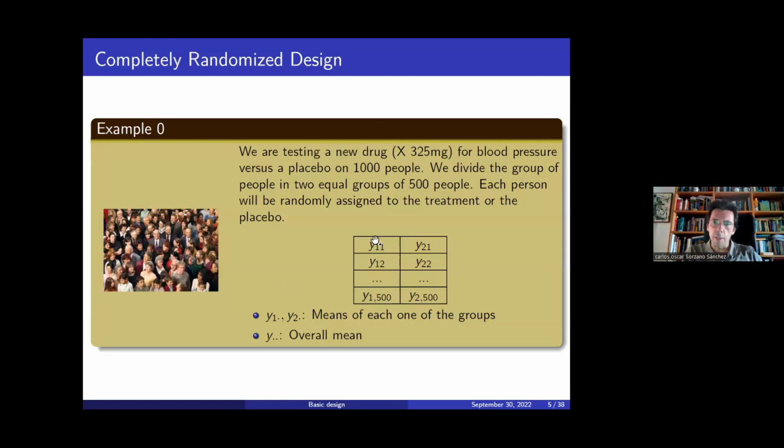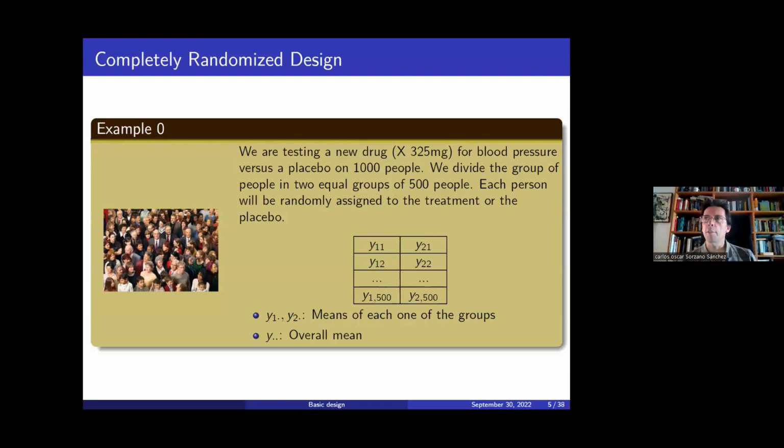So you have 2 columns, one for each one of the treatments. This is person 1 in the first treatment, person 2 in the first treatment, person 500 in the first treatment, and the same for the other one. So one is placebo, the other one is the drug. Then you can compute averages of all these treatments. So you compute the average of all the people receiving the placebo, all the people receiving the drug, and you want to compare those 2 means. And also you can compute the overall mean.